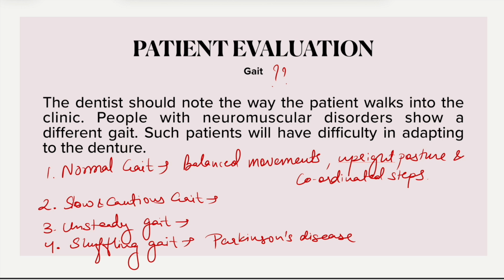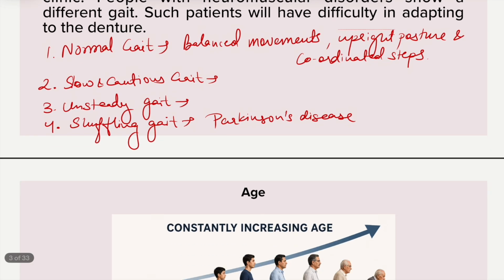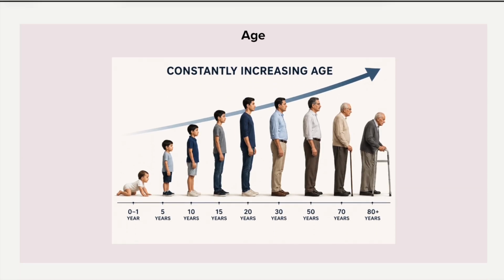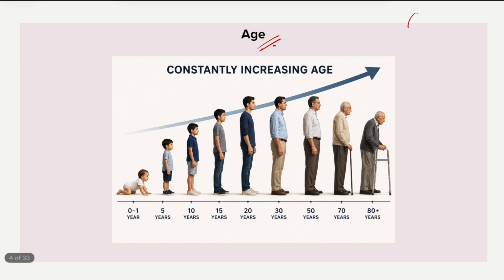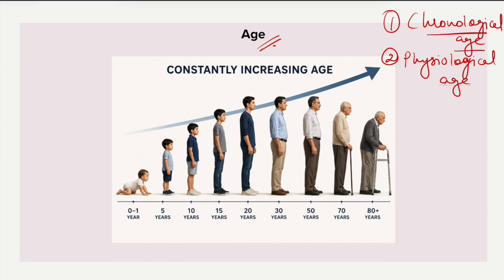Okay. Then, after gait, the next trait is the age. Age is one of the most important factors influencing the complete denture. However, in prosthodontics, you must evaluate not only the chronological age but also the physiological age. Now, what is chronological age and what is physiological age? Chronological age refers to the actual age of the patient measured in years. For example, a patient who is 65 years old has a chronological age of 65 years.